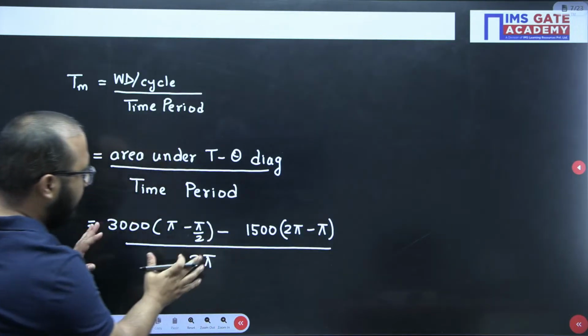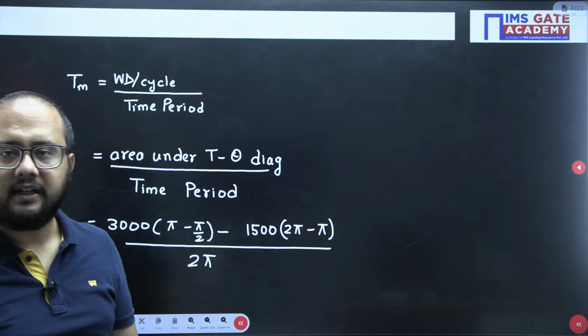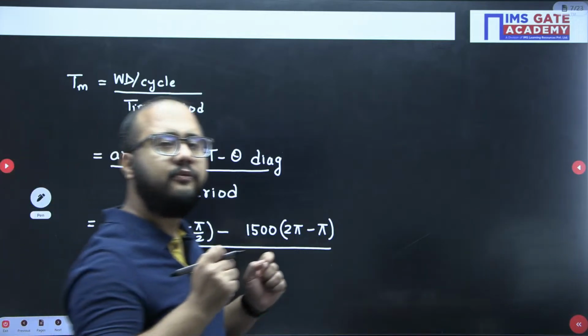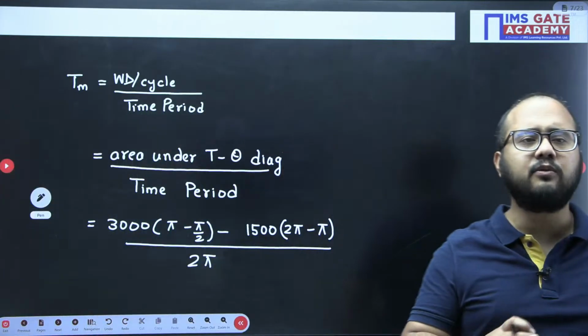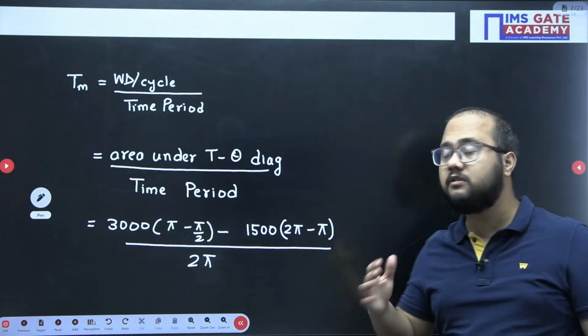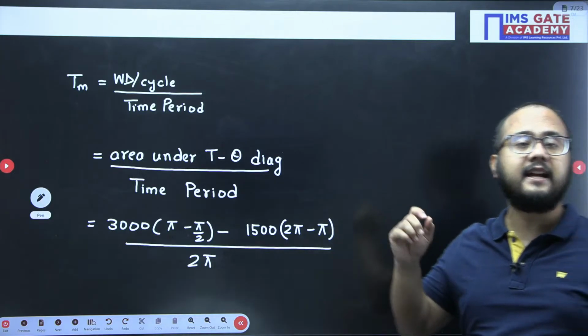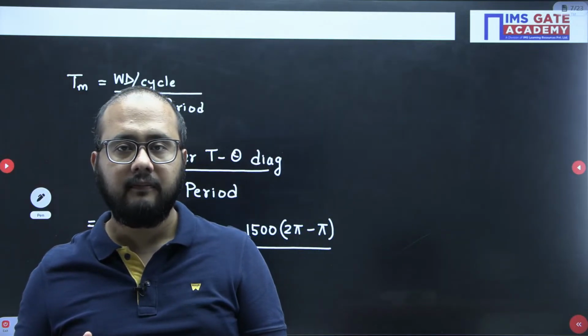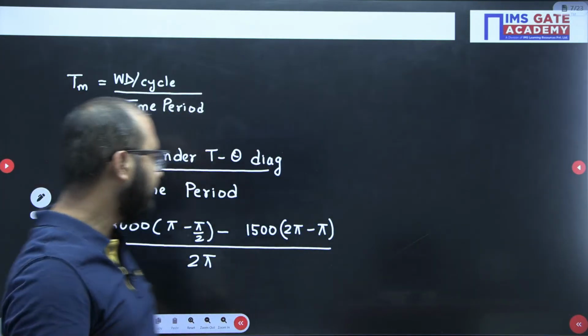Now from here you can easily calculate the mean torque value, right? If you have understood how to calculate the mean torque value, then it is very easy to calculate delta E, because delta E is the excess energy available above the mean torque value. Is it clear? Okay, fine.